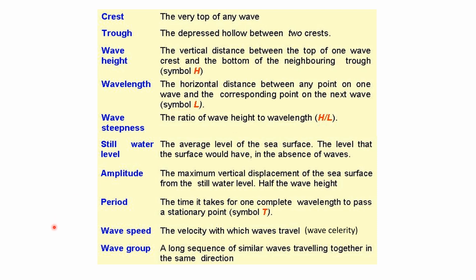Also, we want to define what we mean by wave speed. Wave speed is the velocity with which the waves travel, which also is known as the wave celerity. And finally, a wave group is a long sequence of similar waves traveling together in the same direction.